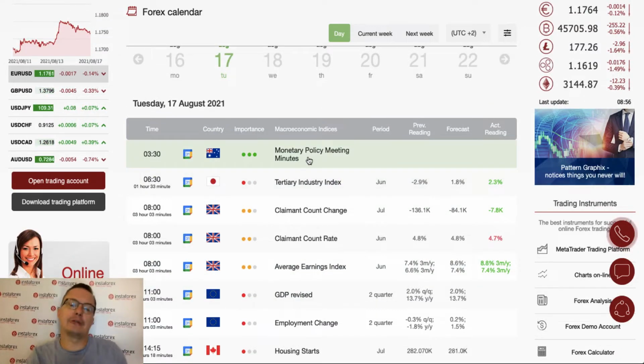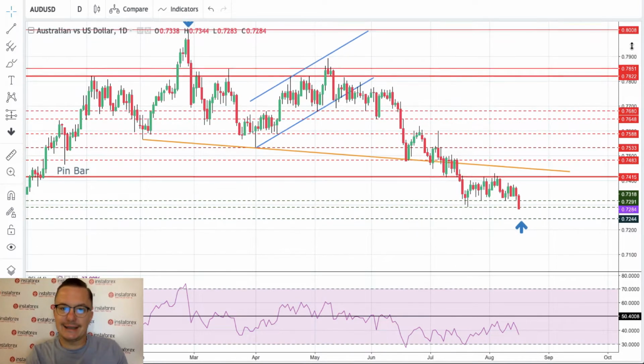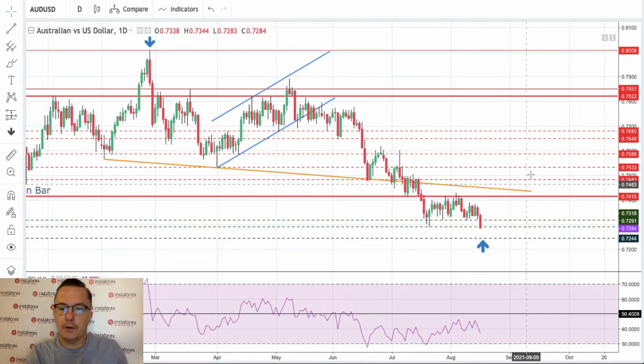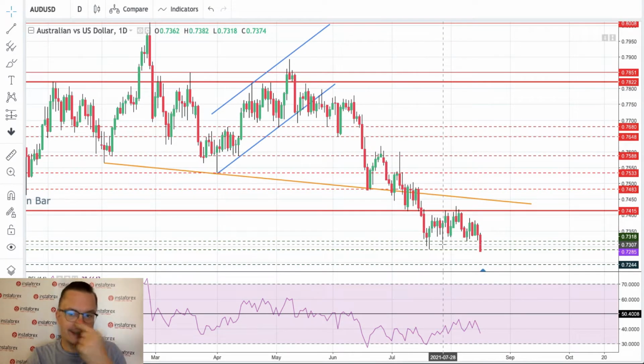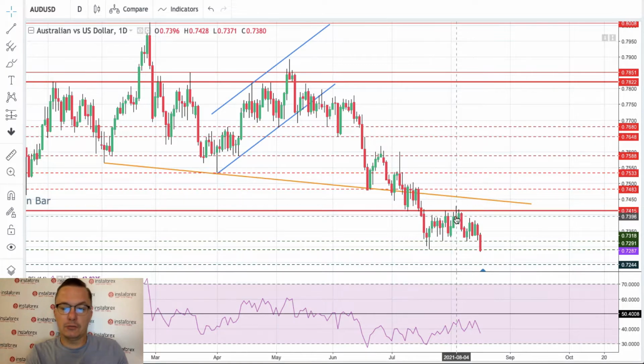We should take a look at the Australian dollar first, I guess. What is going on here? As we can see, the Australian dollar made a new local low, and now this low is a swing low. Why? Because on the 21st of July 2021, we had a bounce from 7,000, and the low was 7,291. We tested the technical resistance, no breakout, no daily candle close, and then after 2 weeks of consolidation, we have a breakout to the downside.